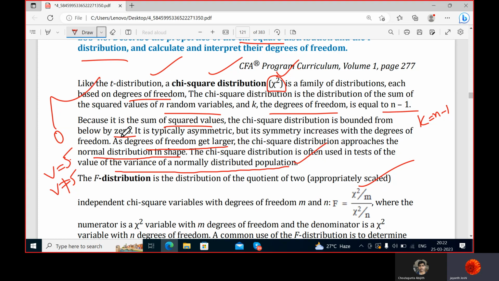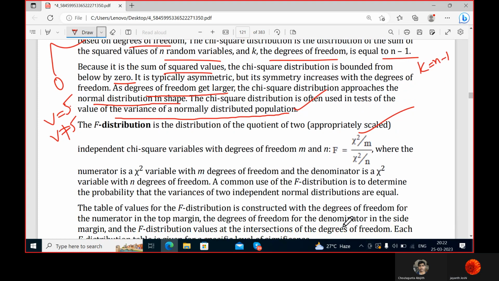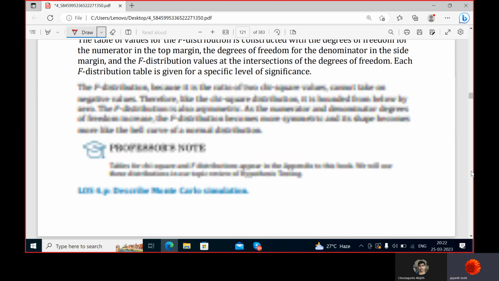Because you get variance by squaring the deviations, correct or wrong, Abhijit? Yes. Are you following?